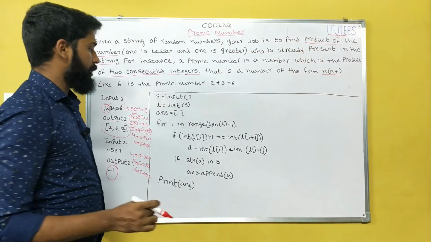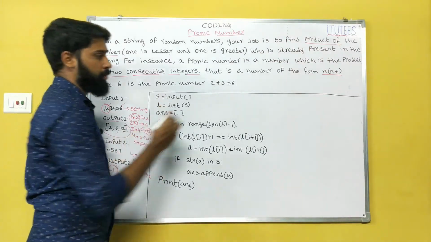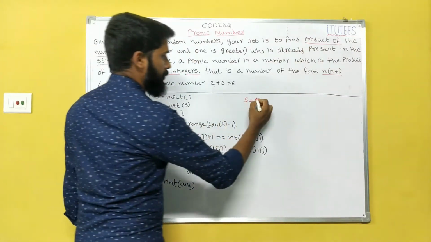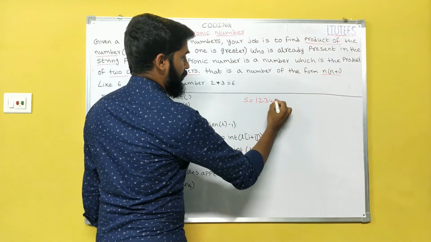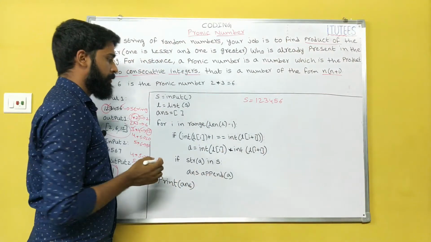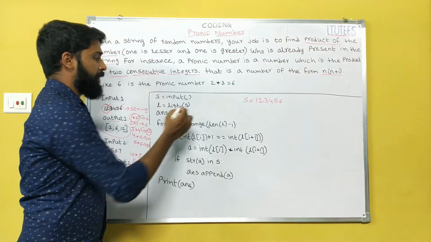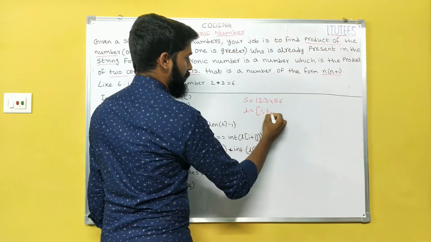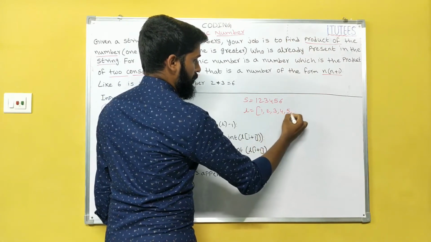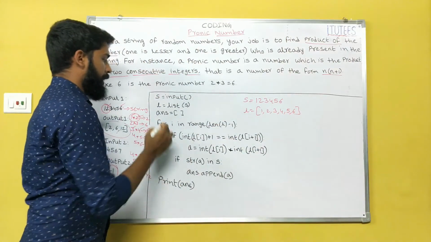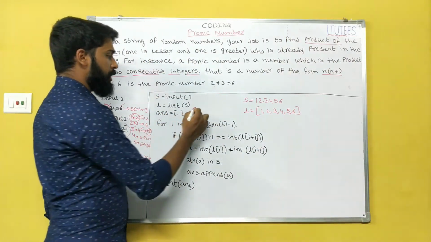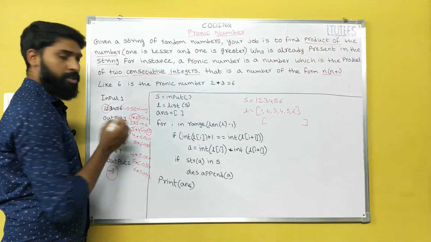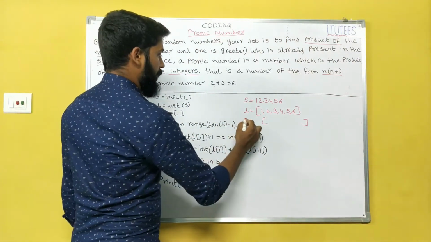Okay, now we can see the program. S equals input. What is S now? S equals, we are taking this case, 1, 2, 3, 4, 5, 6. L equals list of S. That means I convert S into a list. Next, I am using this to store the answers, to store 2, 6, 12. This is the answer.